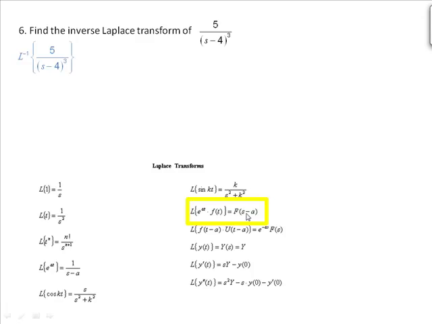and it tells me that I can pull out an exponential e to the at, where in this case a is 4, so I get e to the 4t, and then I shift that s minus 4 back to just an s, and then find the inverse Laplace transform of 5 over s to the third. So the inverse transform of 5 over s to the third, that's this Laplace of t to the n transform.